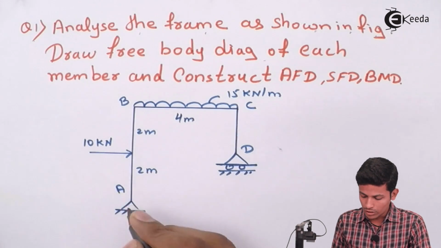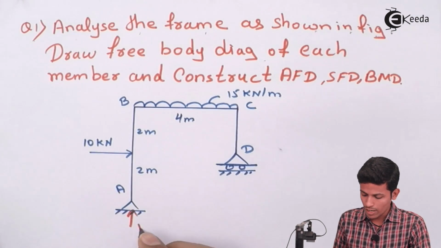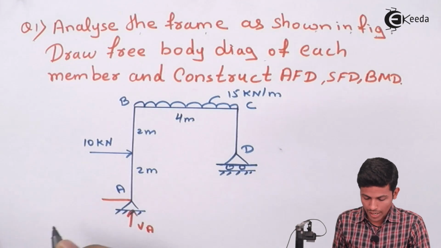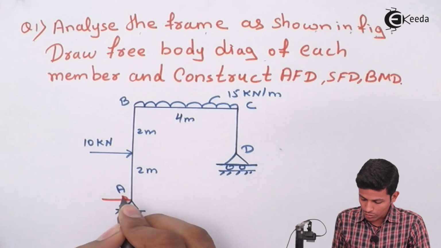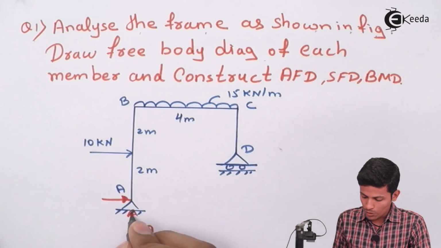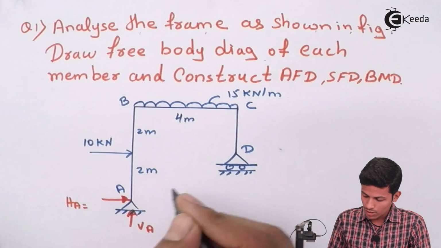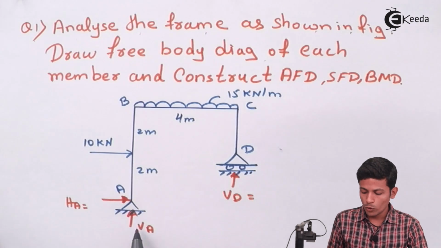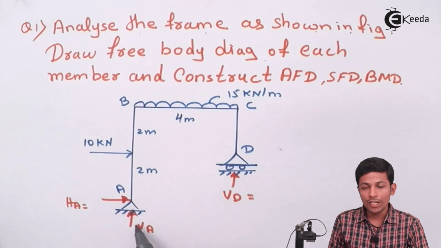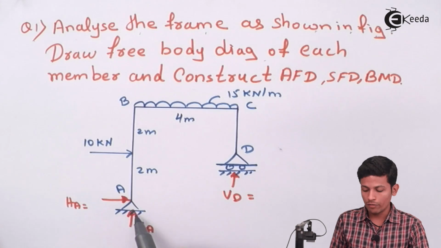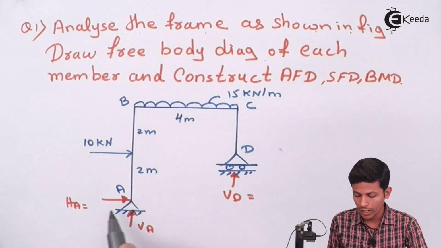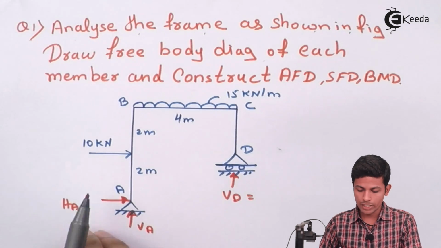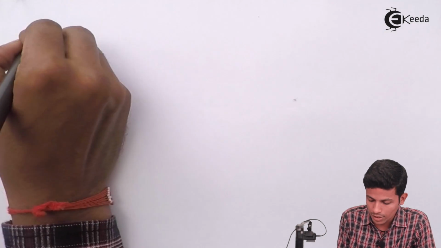Now let's see. We don't know the value of VA, so this value is VA and this is your H. This is your HA. This is the roller part, so VD. See students, if you don't know the value of VA and H, always take them towards the point. This one upward and this will go left to right only. Now take the moment over here.